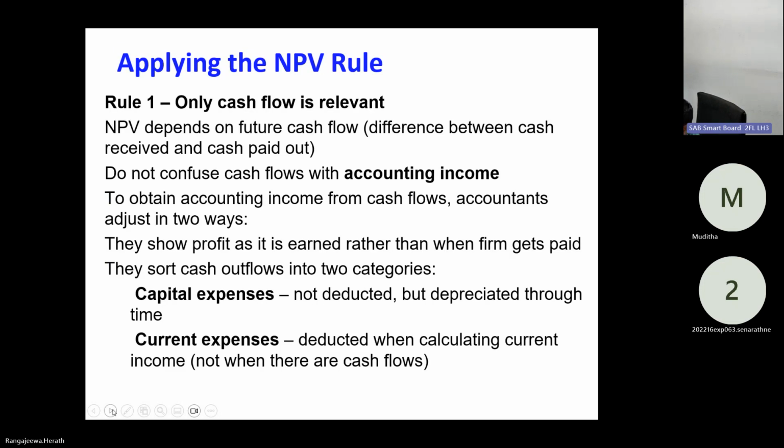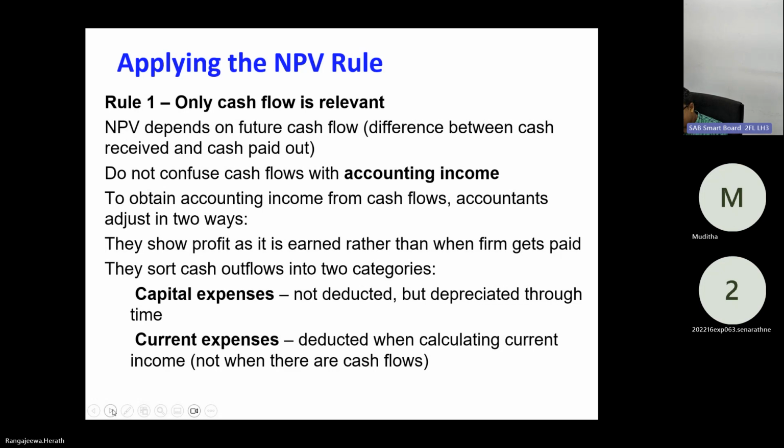Okay. So only cash flows are relevant. NPV depends on future cash flows, the difference between cash received and payout. That is the net cash flow. Do not confuse cash flows with accounting income. Now, sometimes, especially in practical scenarios, you may be given accounting profit. You need to convert it into cash flow. Obtain accounting income, cash flows, accounting adjustments.